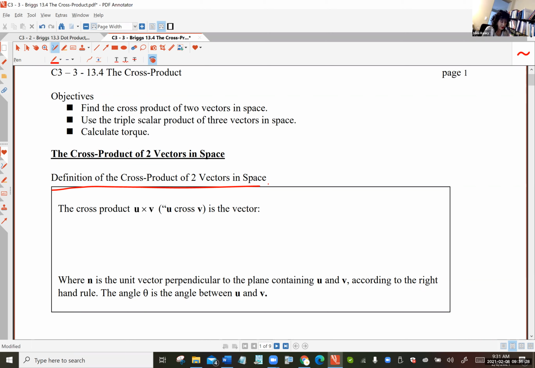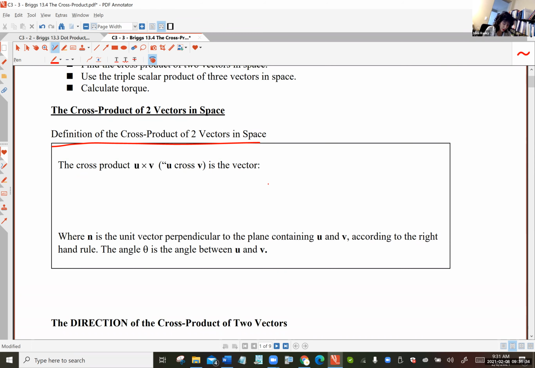So take a look at the definition, and the definition is going to be very unsatisfying, but I want you to be patient because I'm going to get you to the actual way you're going to do it. But the cross product, and notice they use a cross here, so it looks like a multiply symbol, but that's different from the dot product. You read it as u cross v, u cross v. So what is u cross v?